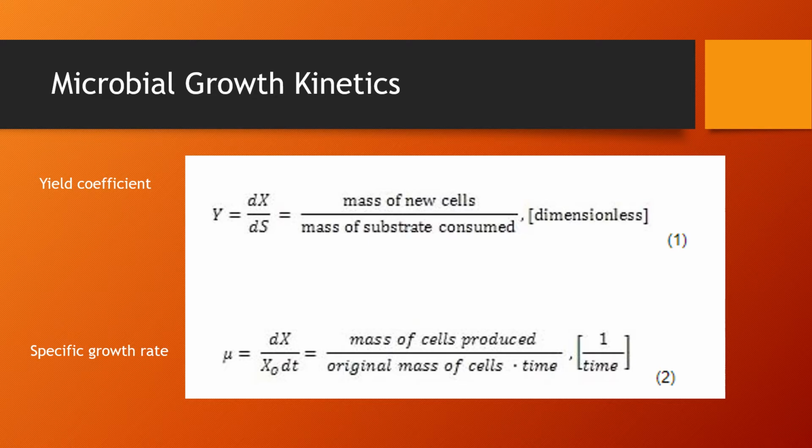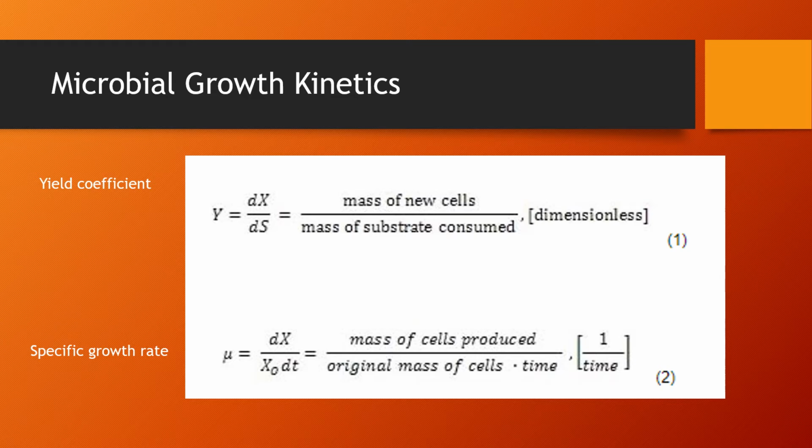Now coming to microbial growth kinetics. I would like to define two important terms. One is the yield coefficient. What is the yield coefficient? It is denoted by Y. It is equal to dX by dS, which is nothing but the mass of new cells divided by the mass of substrate consumed. Consider that this is the mass, not the number. So this yield is dimensionless. This is equation number 1.